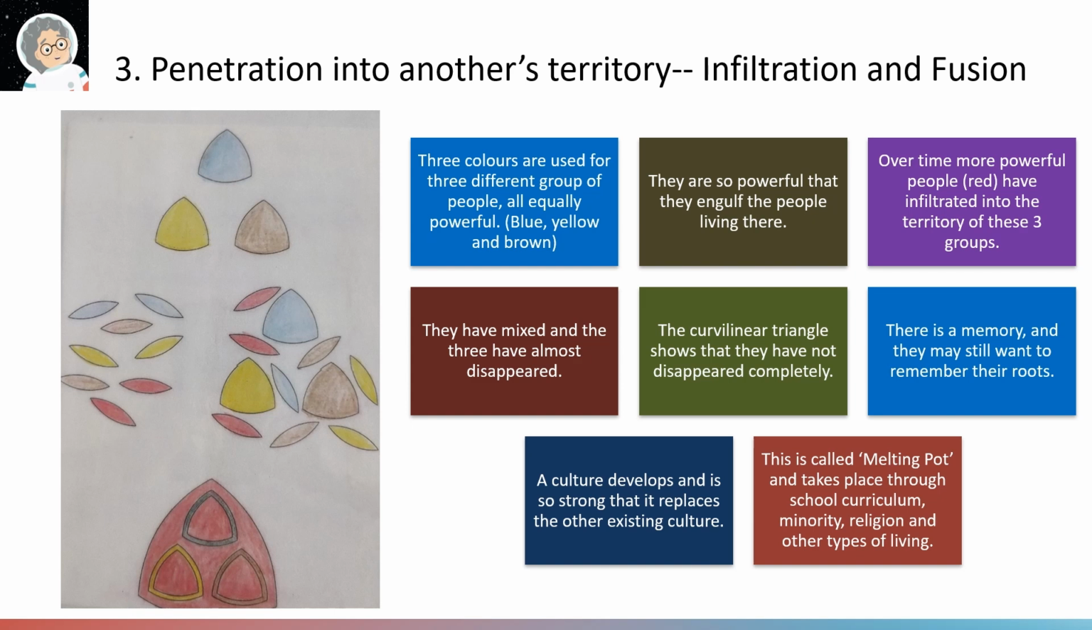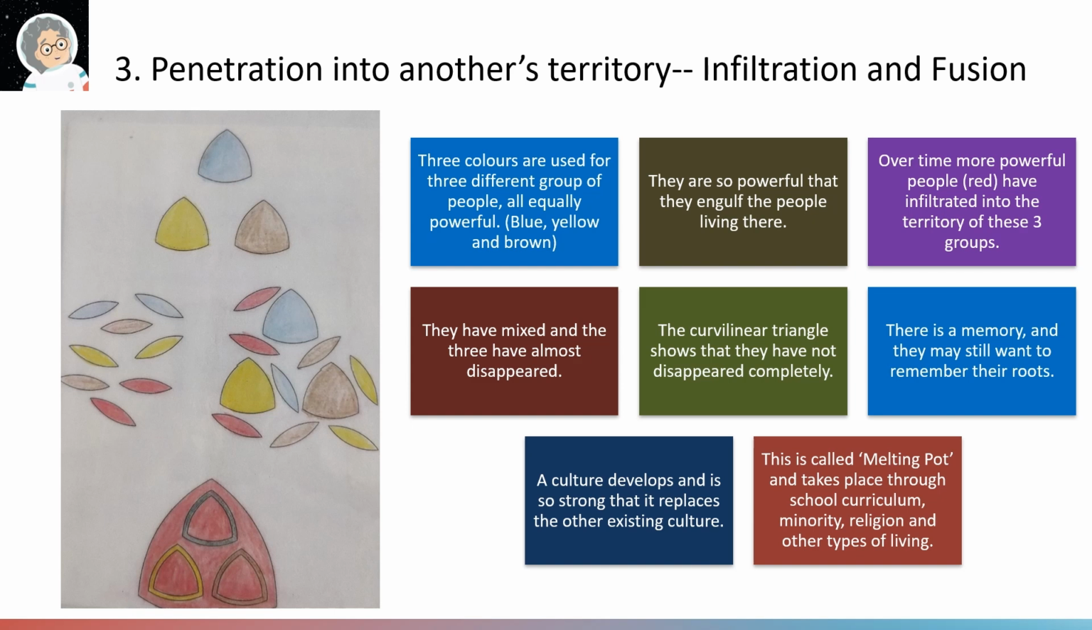3. Penetration into another's territory, infiltration and fusion. Three colors are used for three different groups of people, all equally powerful: blue, yellow, and brown. They are so powerful that they engulf the people living there. Over time, more powerful people, that's the red, have infiltrated into the territory of these three groups. They have mixed and the three have almost disappeared.